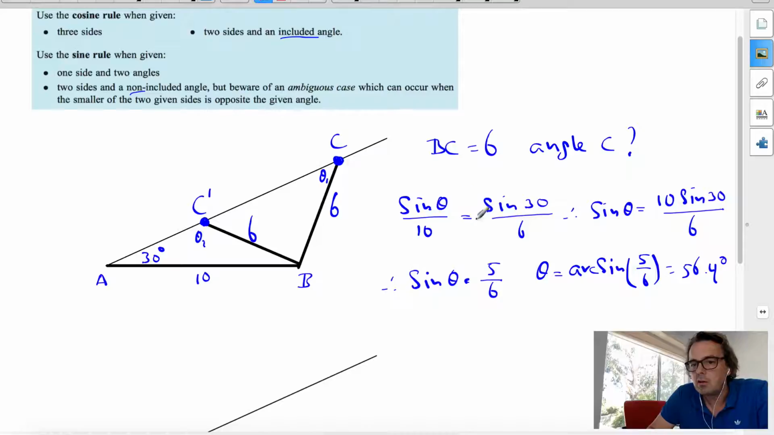But still the whole calculation is the same. The sine of theta over 10 is the sine of 30 over 6, and so on. So theta is the arcsine of 5 over 6. And your calculator will only give you this answer here. But this answer is the answer for theta 1. So what is the answer for theta 2?